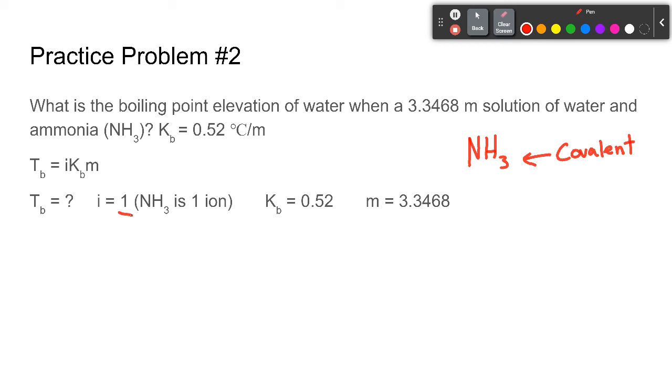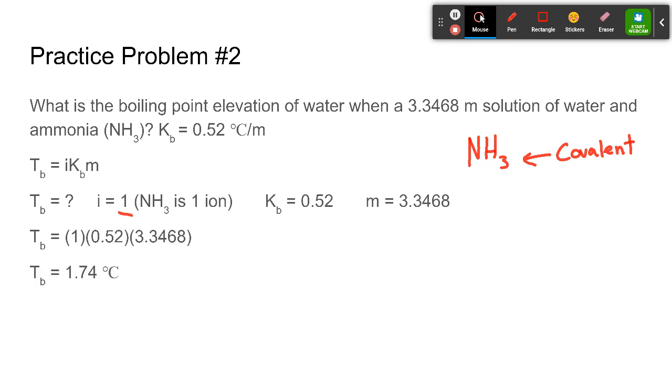Our Kb given to you in the question is 0.52, and then your molality, again given to you in the question, is 3.3468. So what we do here is we are going to multiply. Remember, this is positive because we're doing boiling point elevation. So boiling point elevation equals 1 times 0.52 times 3.3468. So you put that in your calculator, you are going to get 1.74 degrees Celsius, which means by adding ammonia to this solution of water, your boiling point will increase by 1.74 degrees Celsius.